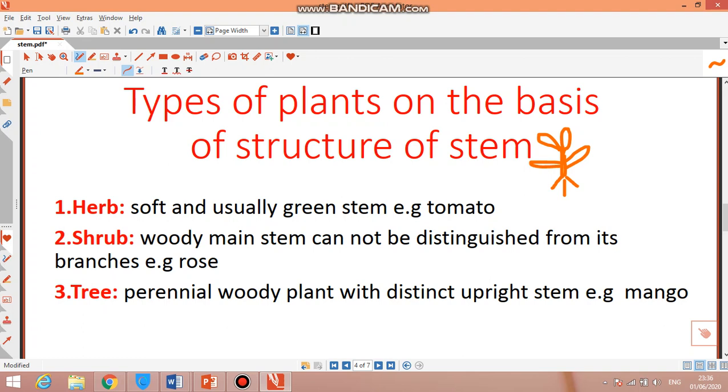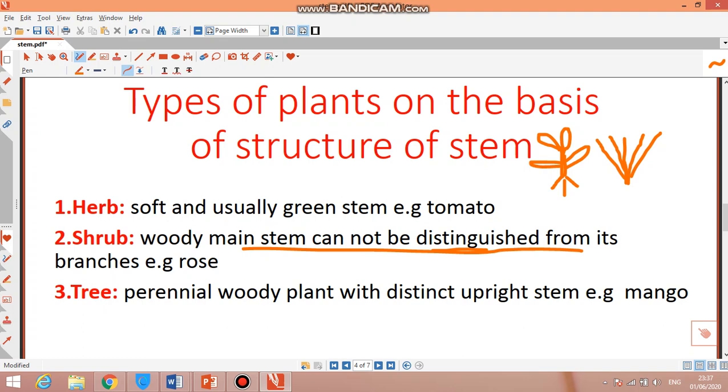Now next one is shrub, second is shrub. Shrubs are mostly woody, but the main stem cannot be distinguished from its branches. So what does it mean? Let's suppose this is the main stem, for example, and these are the branches. Now this point means that the main stem cannot be distinguished from its branches.